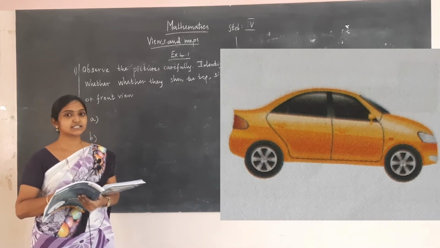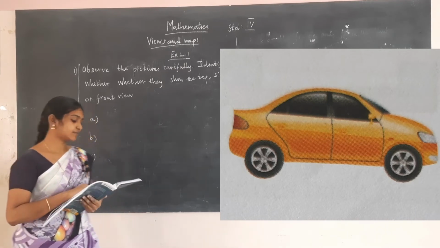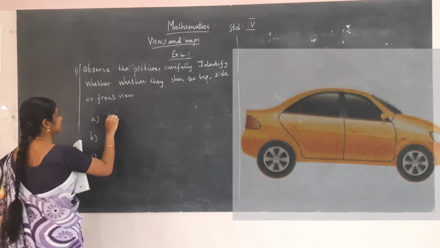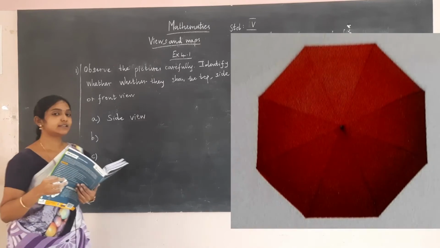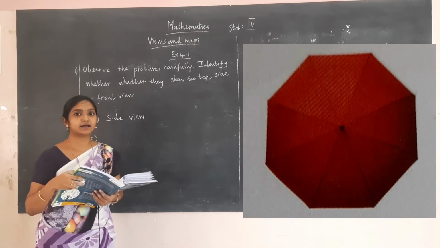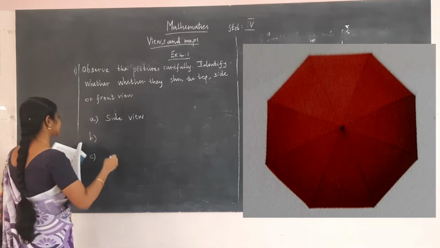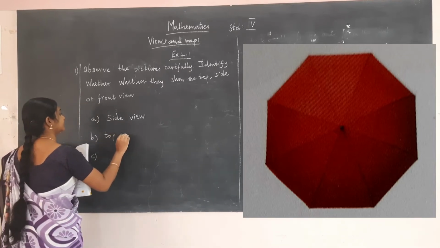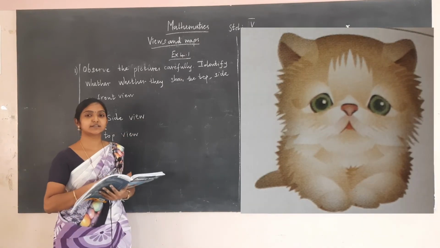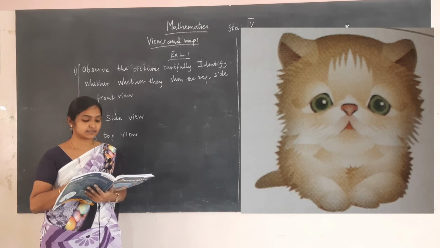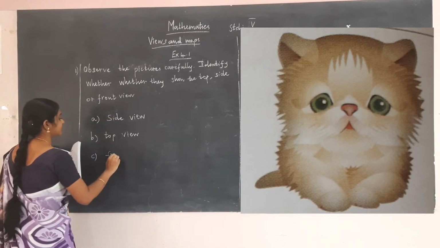The first picture is a car. The car is in side view. So the answer is side. Next, the picture is an umbrella. The umbrella is in top view. So the answer is top view. The next picture is a cat. The cat is in front view. So the answer is front view.